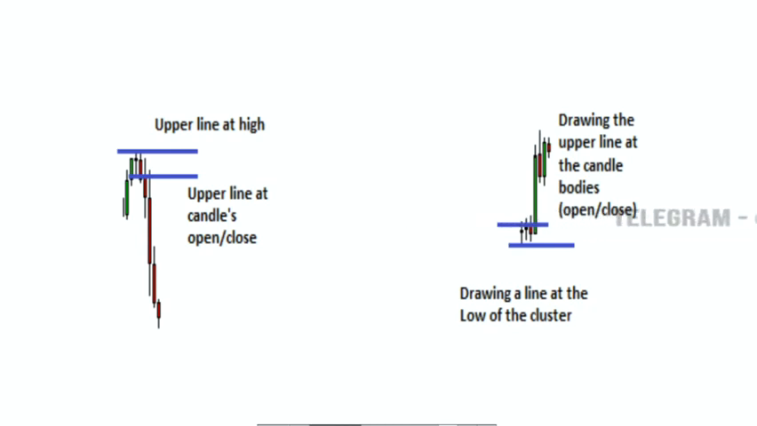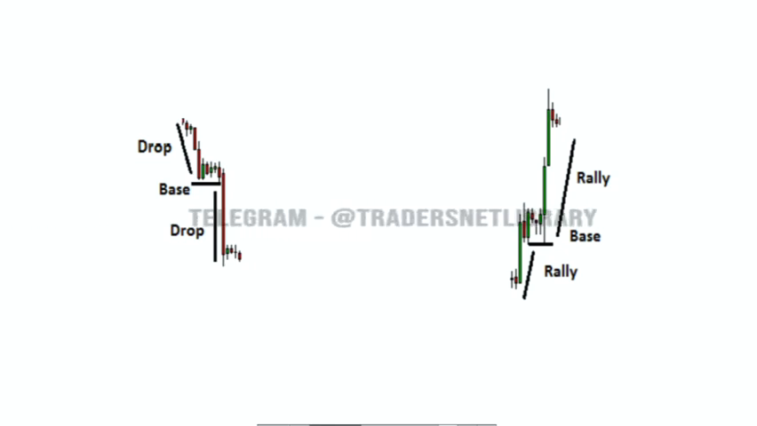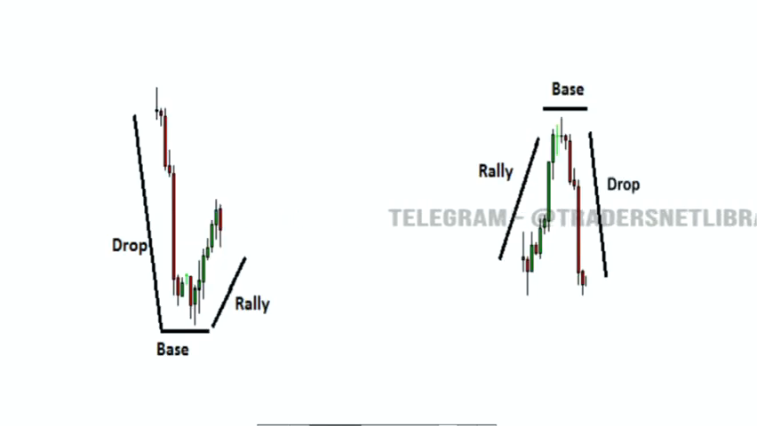Another way to identify a zone is to look at DBD, RBR, DBR, RBD. DBD means drop base drop. RBR means rally base rally. DBR means drop base rally. RBD means rally base drop. Let's look at some charts and find an example of it.